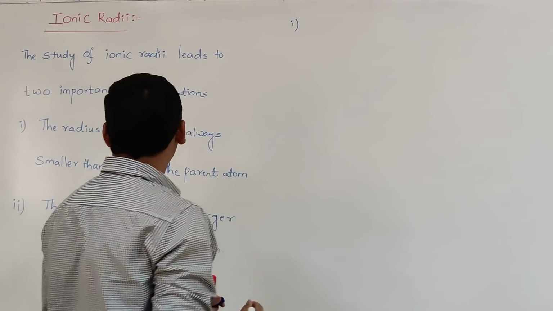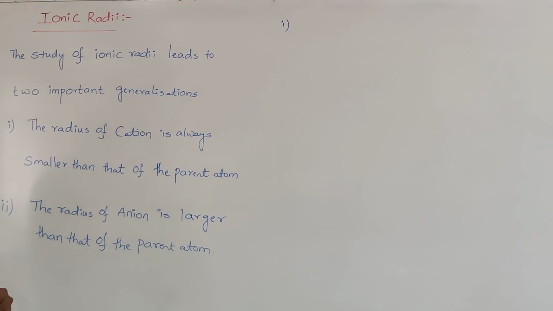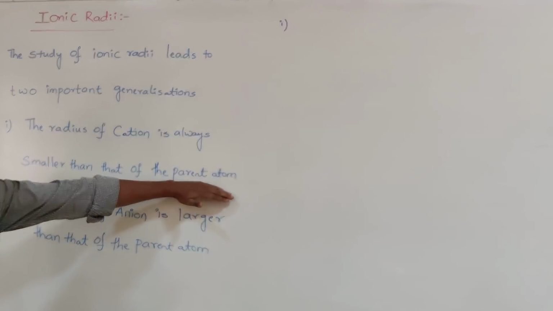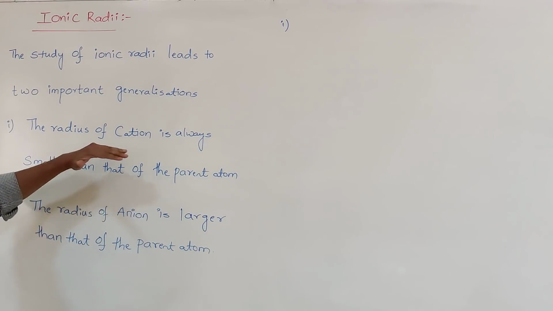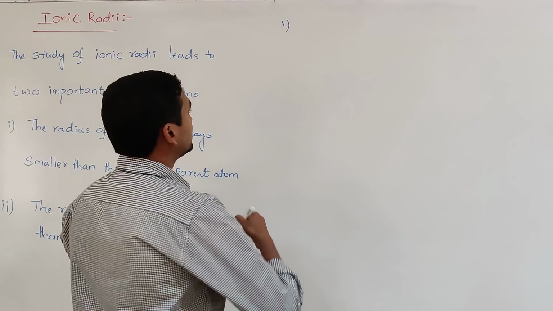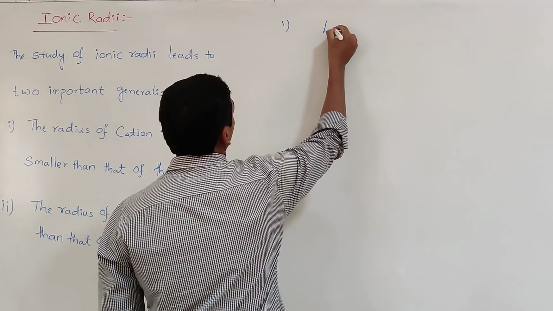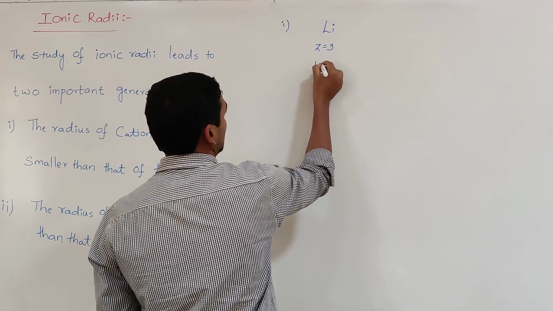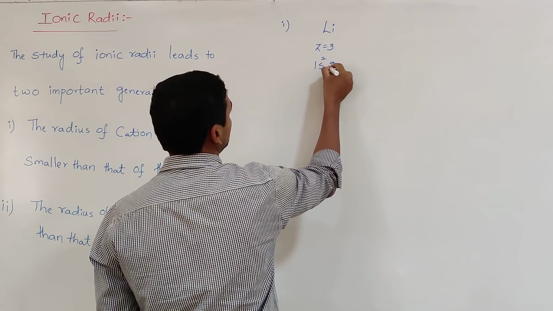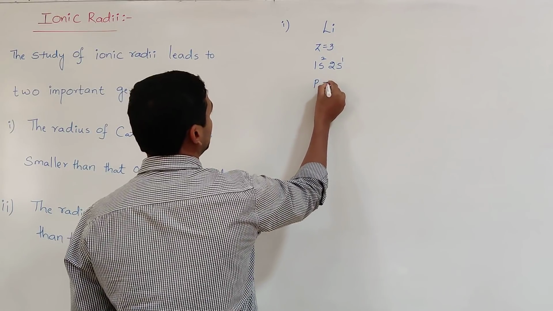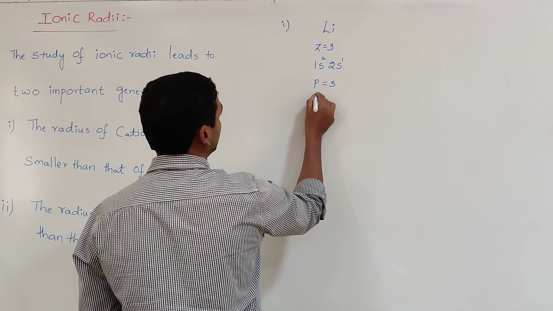The radius of a cation is always smaller than that of the parent atom. What do you mean by the parent atom? The atom from which the cation is formed is called the parent atom. For example, let us take lithium. Lithium has atomic number Z equal to 3, and the electronic configuration is 1s2, 2s1. So the number of protons is 3 and the number of electrons is 3.